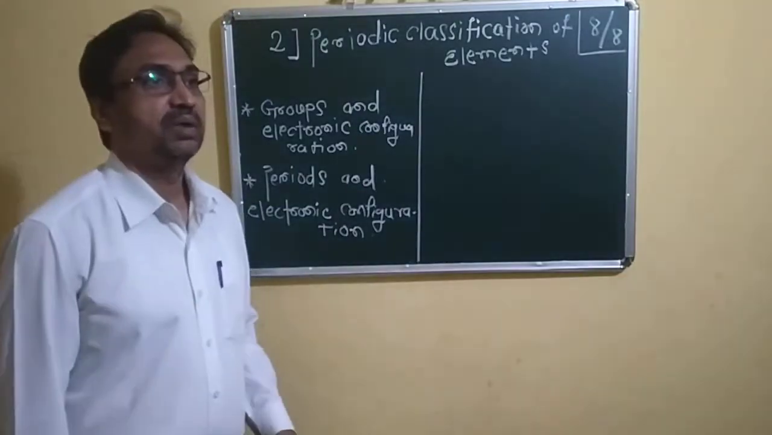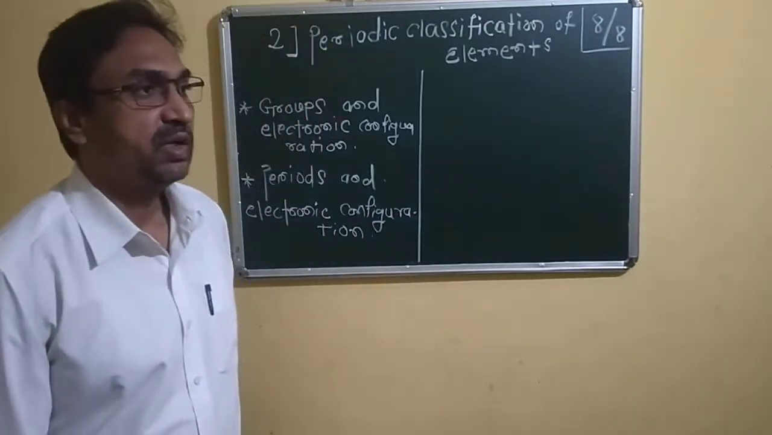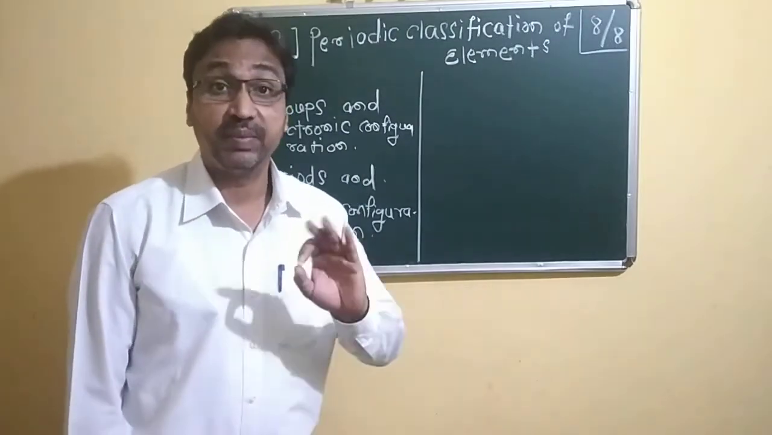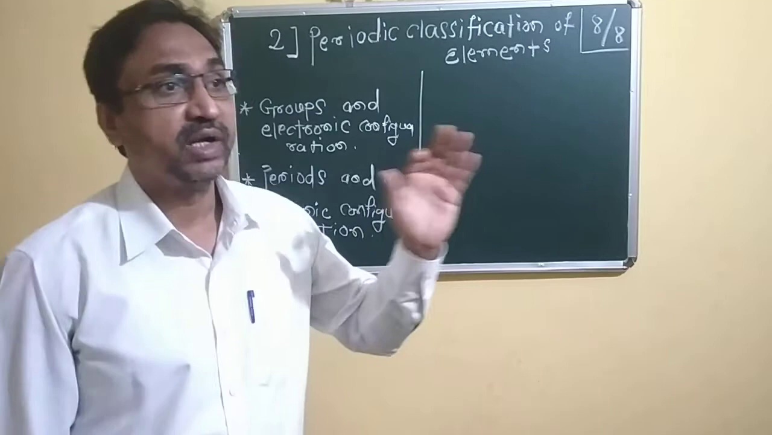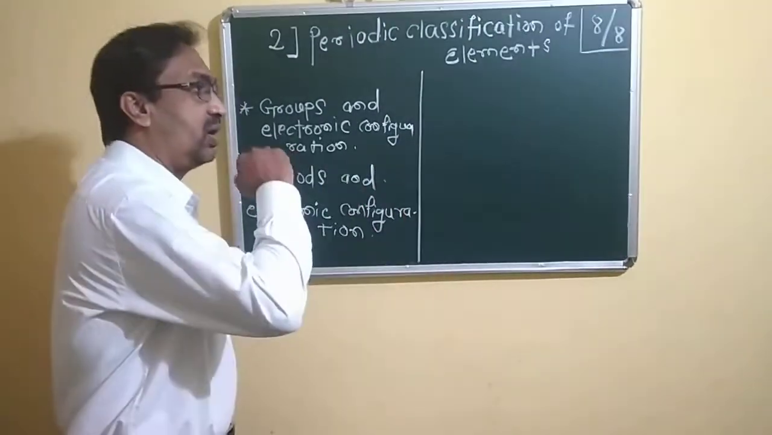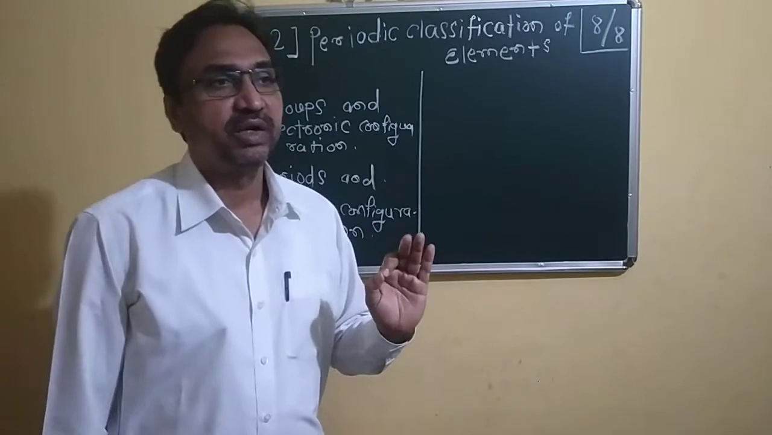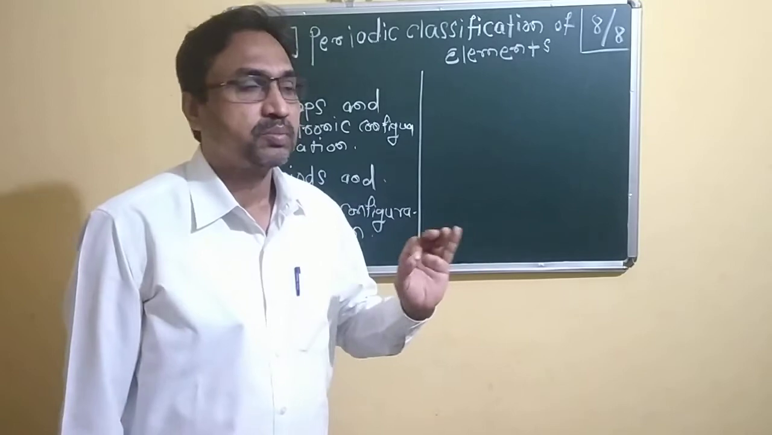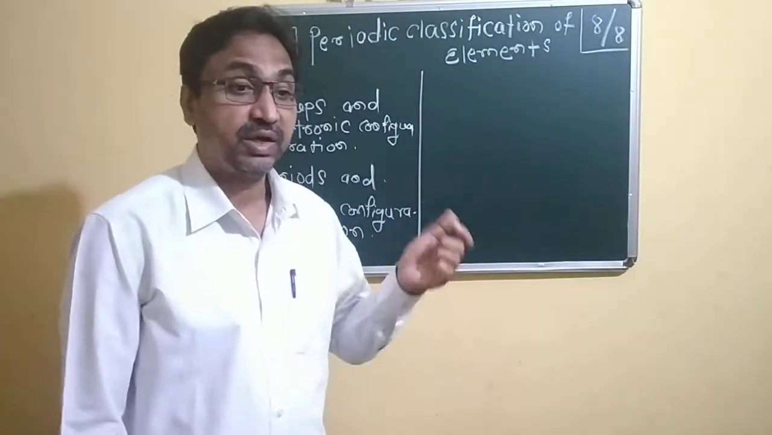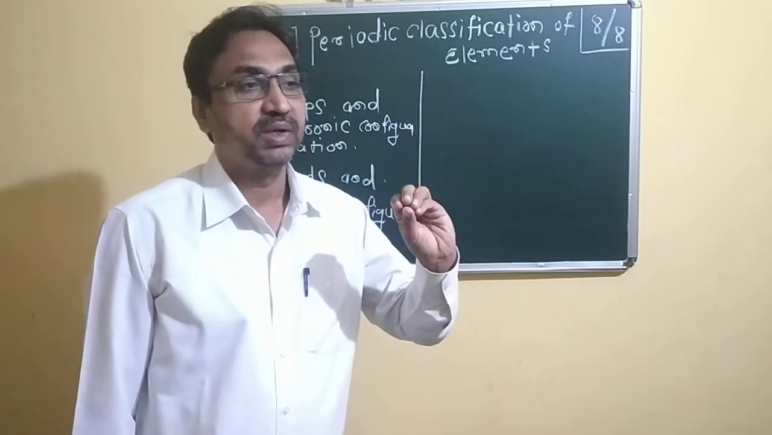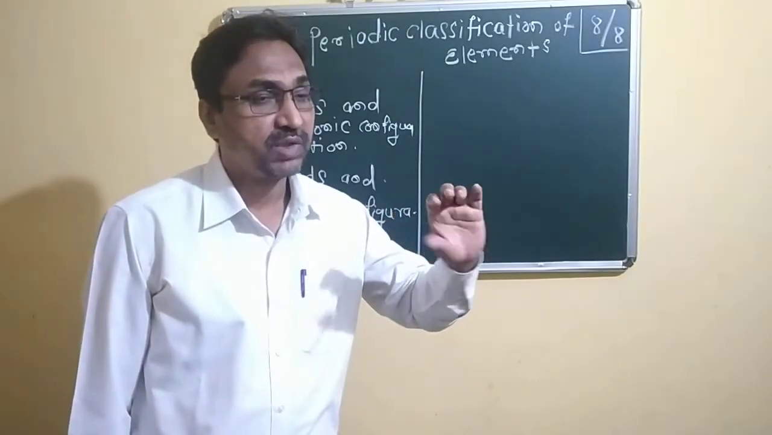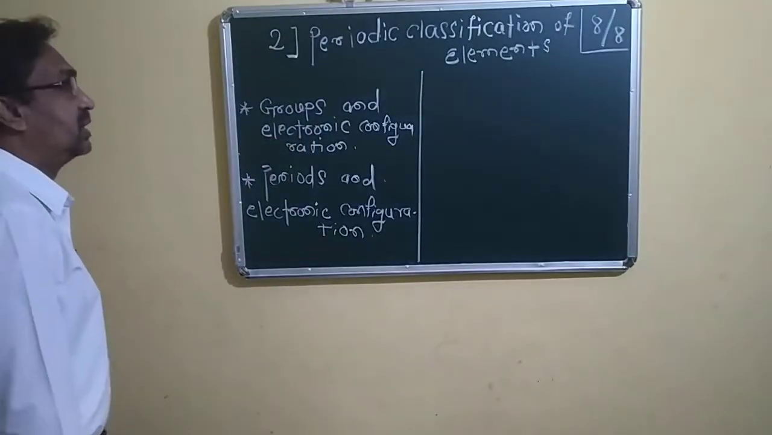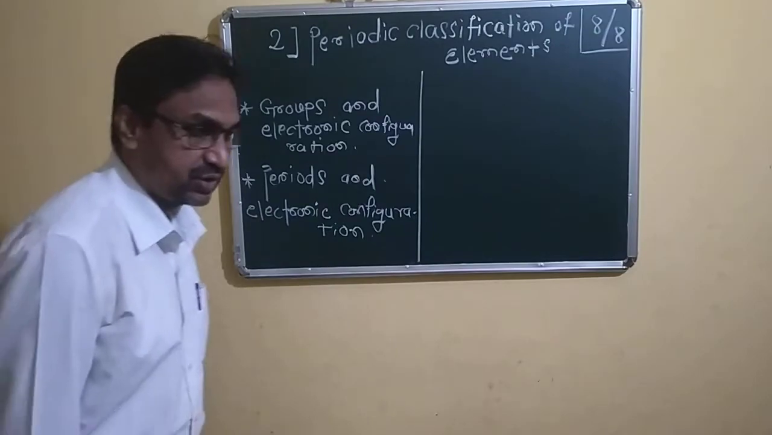So in this way we can write down all these 118 elements according to the increasing order of their atomic numbers, that means number of electrons or number of protons. All these are in sequence, 1 to 118. These are not written just like that, as we write 1, 2, 3, 4. But these are according to the increasing order of atomic number, means number of protons and number of electrons increases in such a way. Okay, so here we have to discuss groups and electronic configuration.